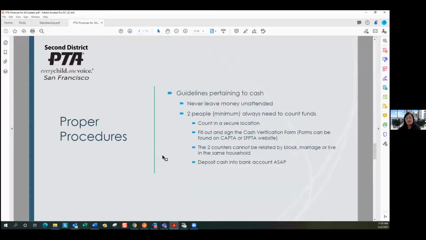Okay. Some proper procedures. So, guidelines for handling cash. You never want to leave the money unattended. You should have 2 people minimum there to count the money. It should be counted in a secure location. And there are forms on the CAPTA or SFPTA website that will help you complete the verification process of counting the cash. The 2 counters, of course, should not be related. And you want to deposit this cash into your bank account as soon as possible. We don't want the cash to be just laying around.